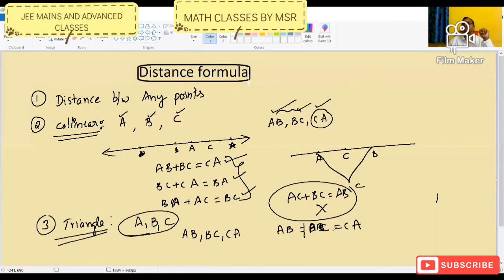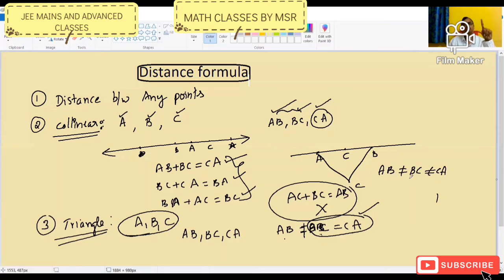If any two of AB, BC, CA are equal, then we say that it is an isosceles triangle. At this point itself, we should check whether AB square is equal to BC square plus CA square or not. If it happens, we can call it a right angled isosceles triangle. Suppose all the three distances are unequal, AB not equal to BC not equal to CA, then we can say that the triangle is a scalene triangle.